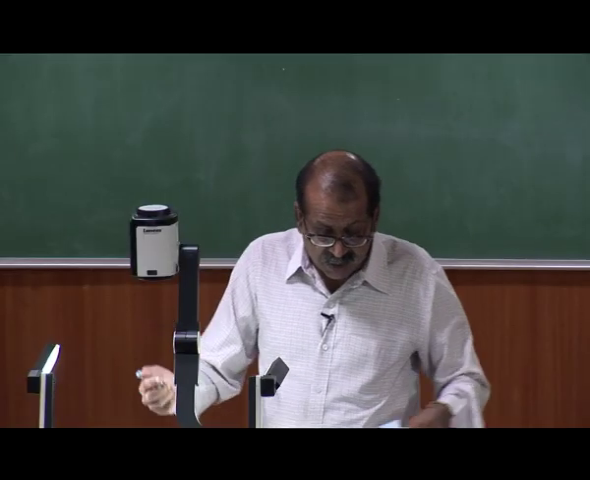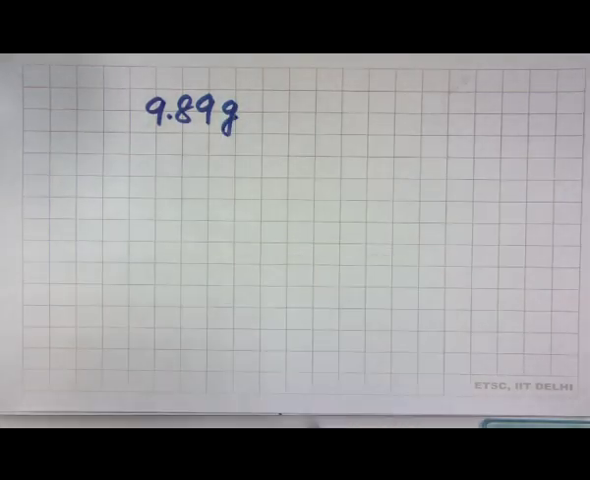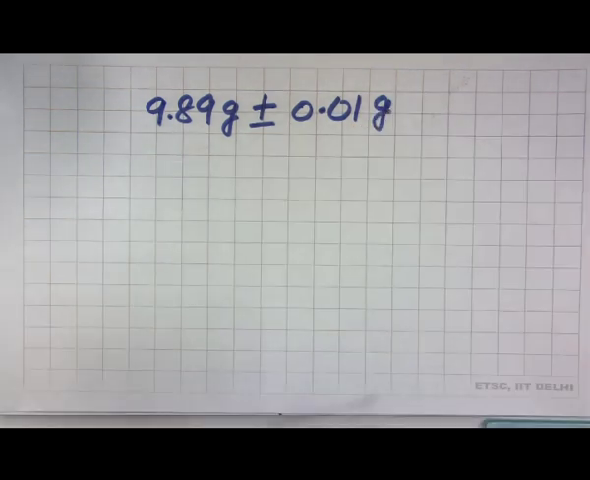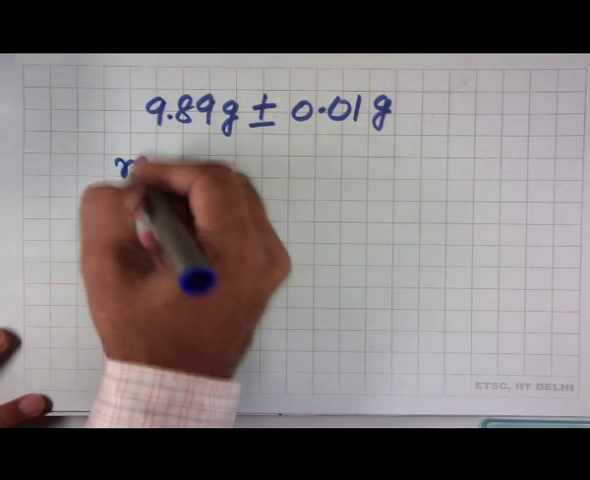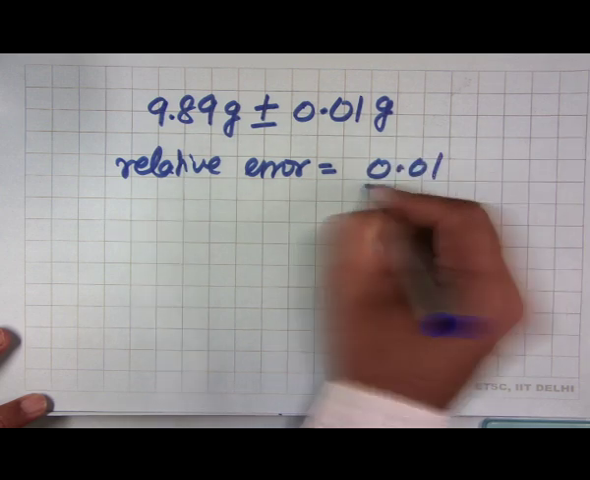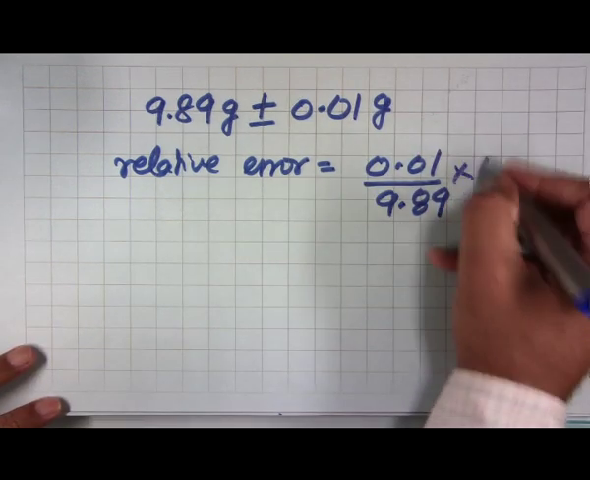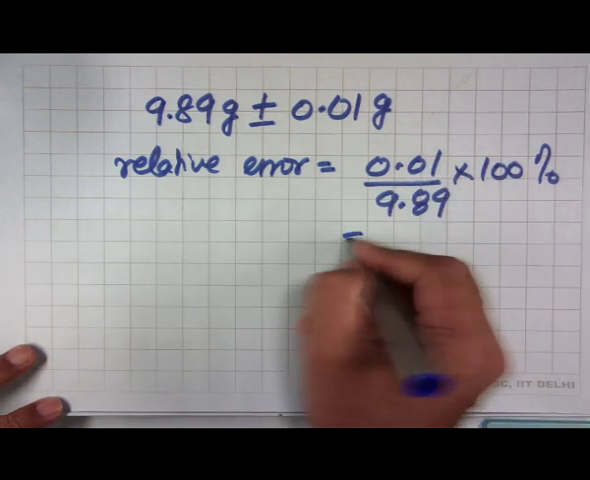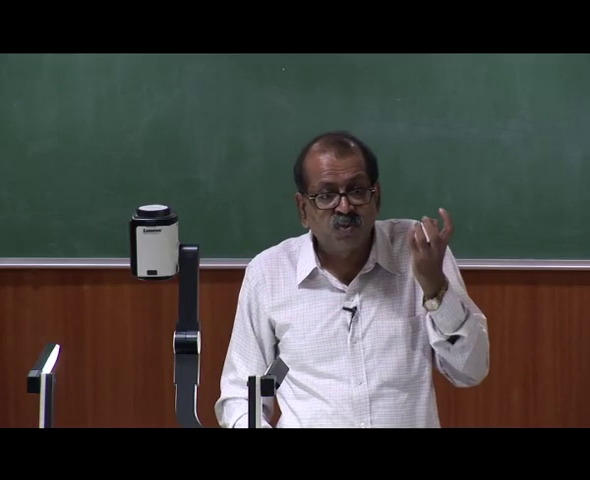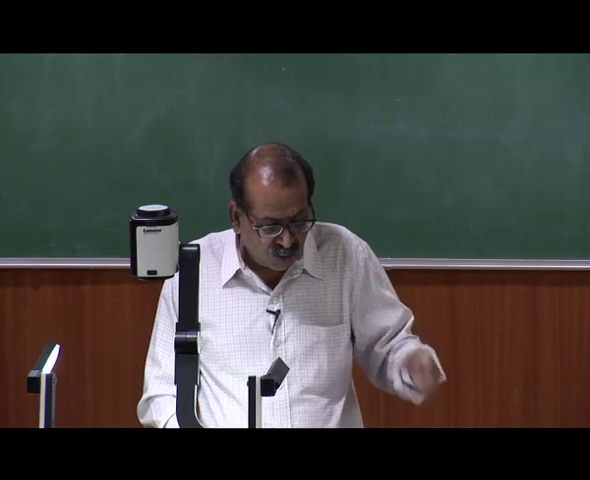Whereas, if there is a mass of almost 10 grams, let us say 9.89 grams, which is also measured up to an accuracy of 0.01 grams, in this case the relative error will be much less. This will be equal to 0.01 divided by 9.89, and when I express it as a percent, this turns out to be equal to 0.1%. So, for the same least count, if the original mass was more, the relative error in that mass is much less as compared to a lighter body.